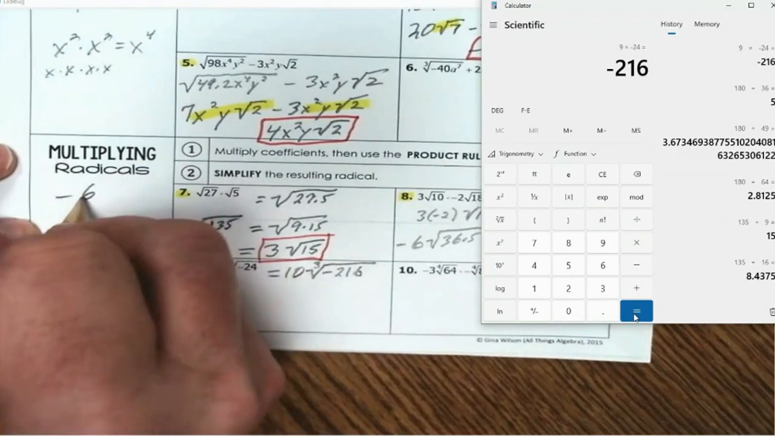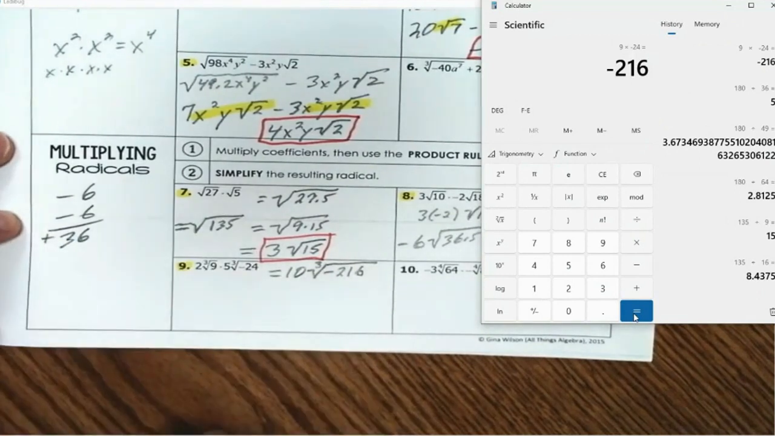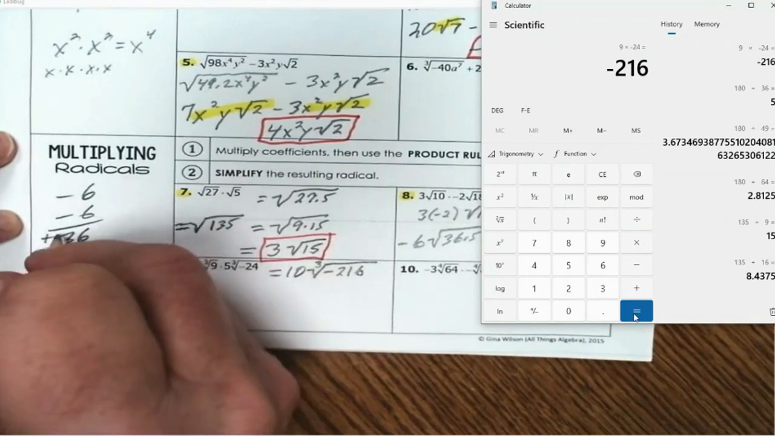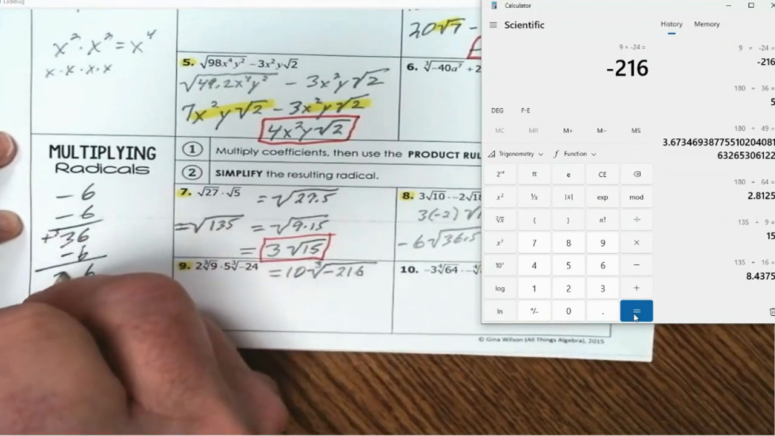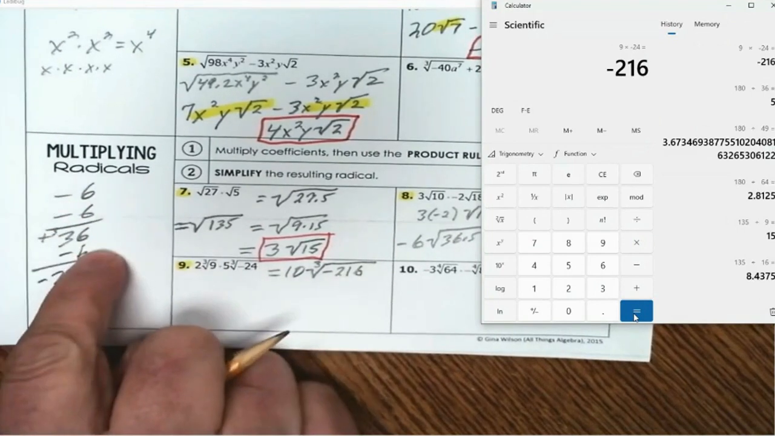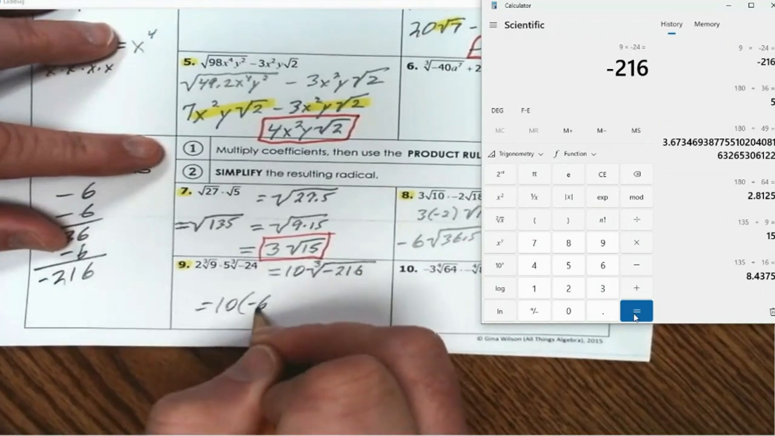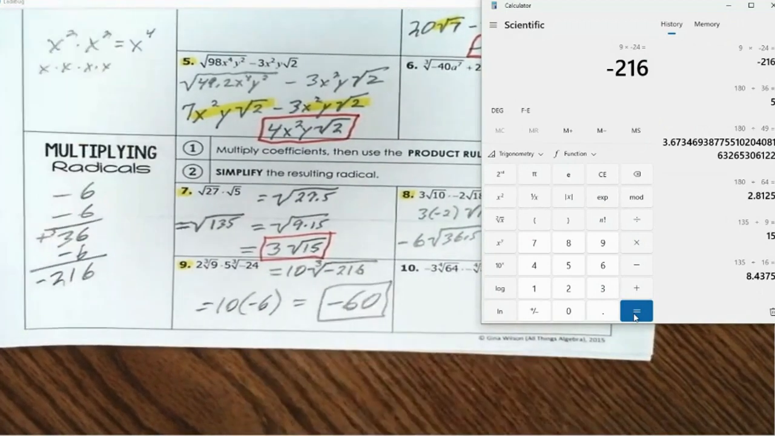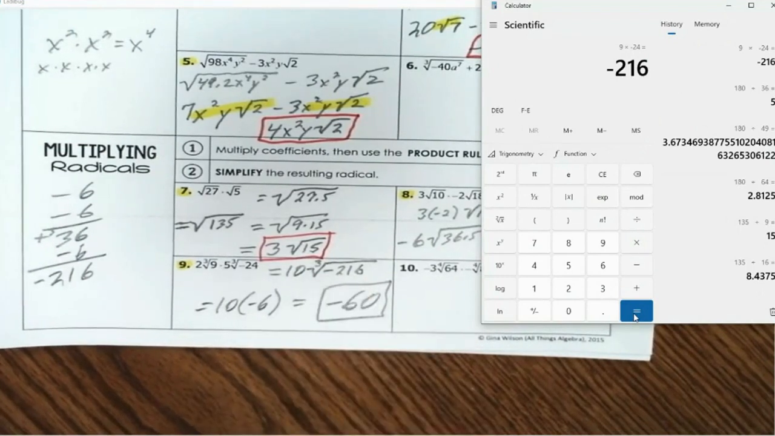If you take negative 6 times negative 6, that's a positive 36, right? And then multiply it by another negative 6. 6 times 6 is 36. Carry the 3. 3 times 6 is 18. So negative 6 times negative 6 times negative 6 equals negative 216. So this simplifies to 10 times negative 6, or negative 60. We don't have to use a cube root because it went away. We found the cube root of negative 216. It's negative 6.